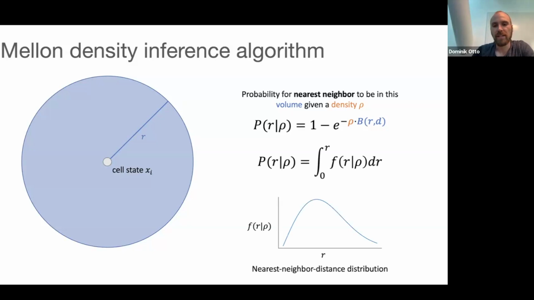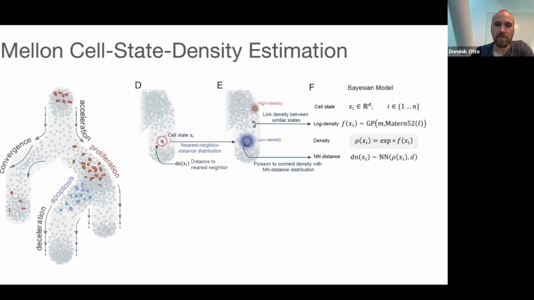And we can use this to link stochastically, or in probability, the density at a given cell state with the nearest neighbor distance that we observe. And we can use this in a Bayesian network, or in a Bayesian inference model, where we formulate this connection between the density and the observed data, which is the nearest neighbor distance, through this distribution. So the nearest neighbor distance distribution only depends on the dimensionality of the space and the density at this location. And because the density is not a constant thing throughout the whole space, I mean, this is the interesting part, right? The density varies. We treat this density function as a parameter in our Bayesian model.